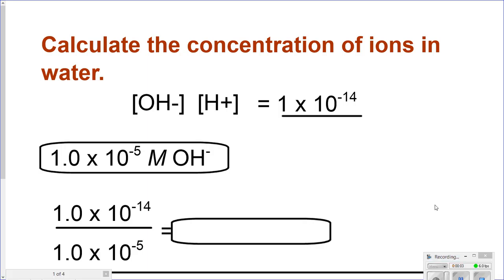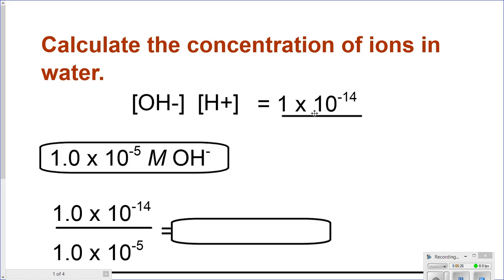Hello. Today we will talk about the concentration of ions in water. So this is, of course, molarity, concentration of ions in water. And if I multiply the concentration of hydroxide times the concentration of hydrogen ions, it gives me 1 times 10 to the negative 14th.